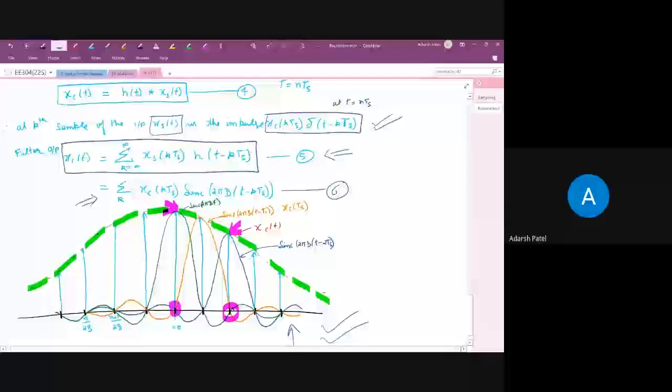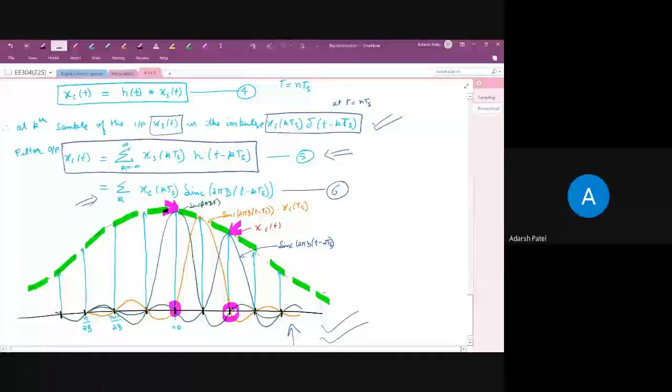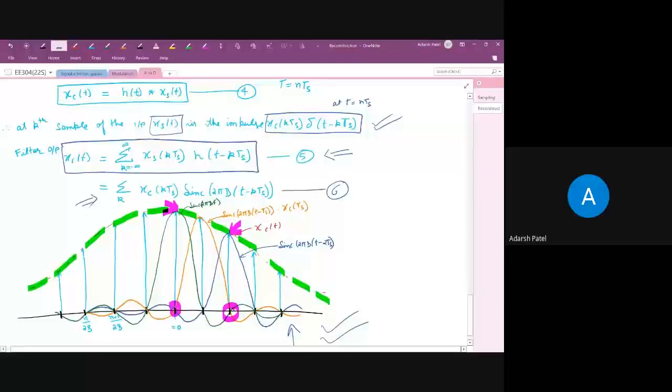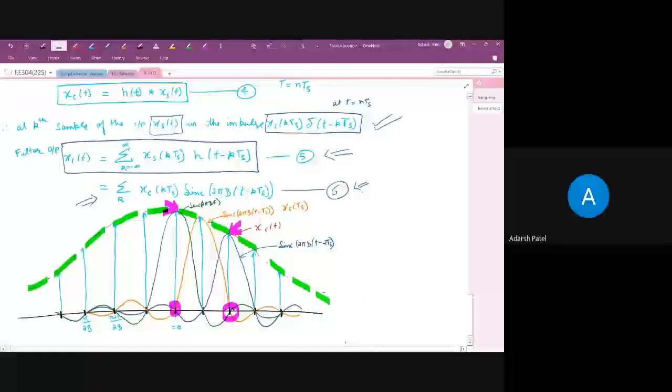At the receiver we will have x_s(kT_s), yes or no, and we will have h(t). We will just convolve them and we will get the output, and that output will be this figure in green, that plot in green. This is just to show you why this will be exactly the figure in green. Equation number 6 is just to show you why this is the same as x_c, why equation number 5 will result into x_c.